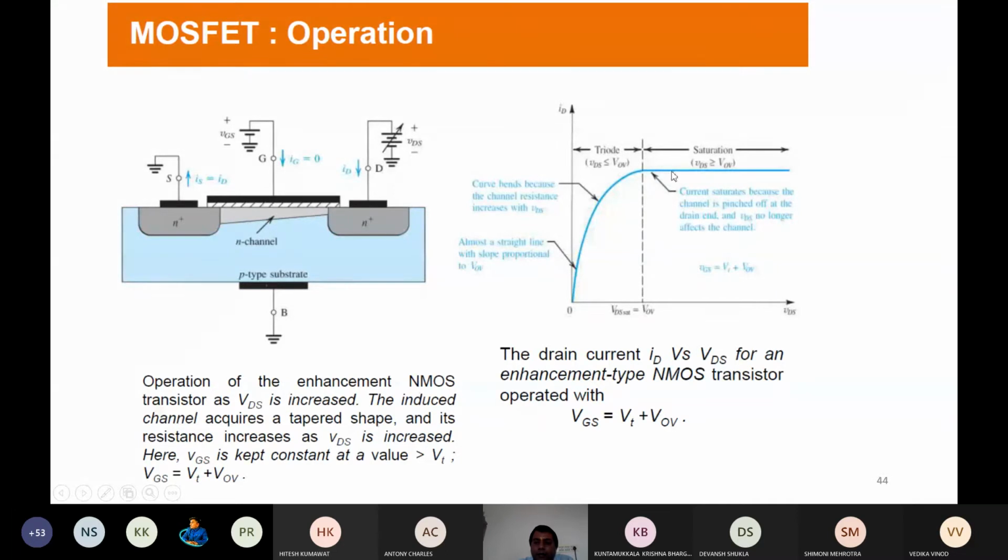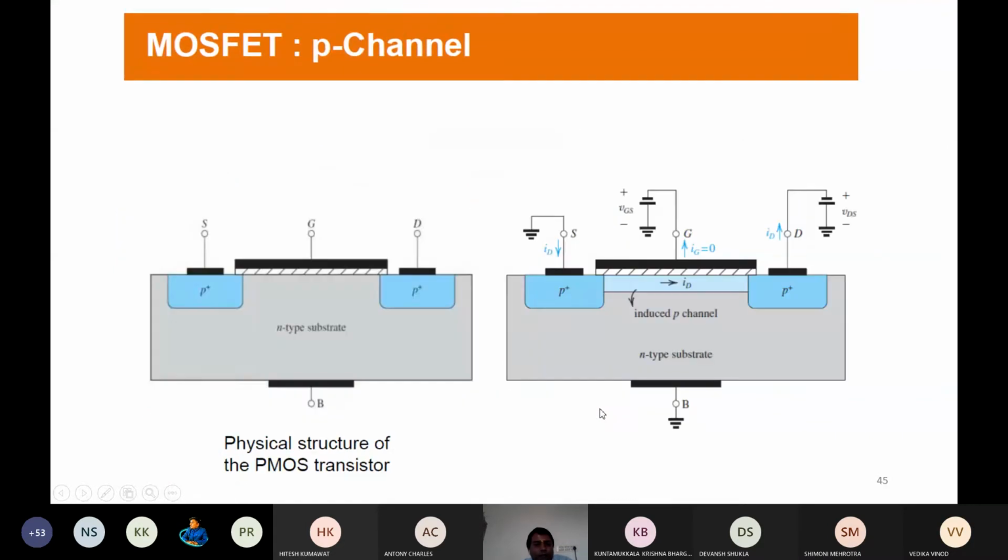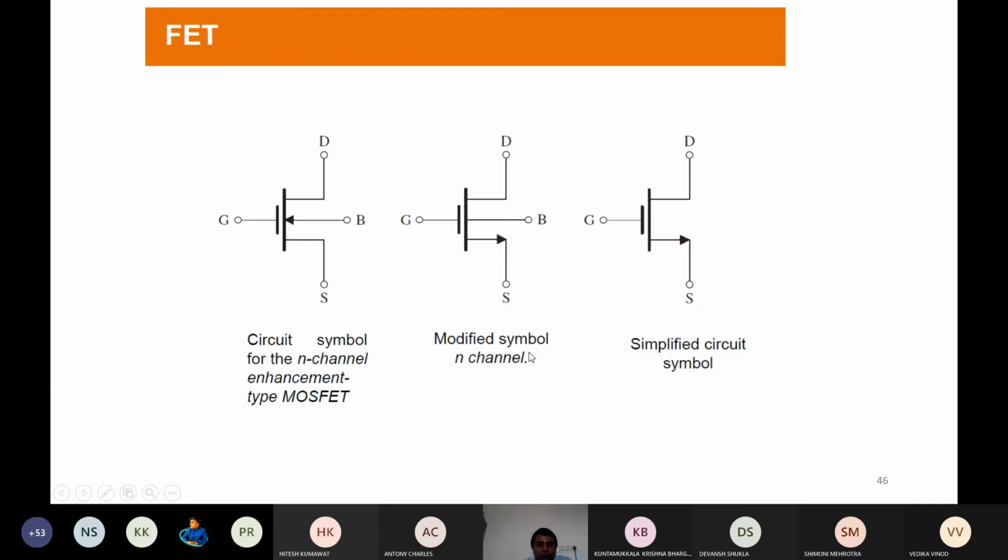No increase of current, only whatever initial saturation current you got will be possible. And this is saturation operation. So in this graph we can see this region is saturation operation, and this is the triode region, or also we can say linear region. So quickly, this is already explained. And the P channel MOSFET is just the opposite structure.